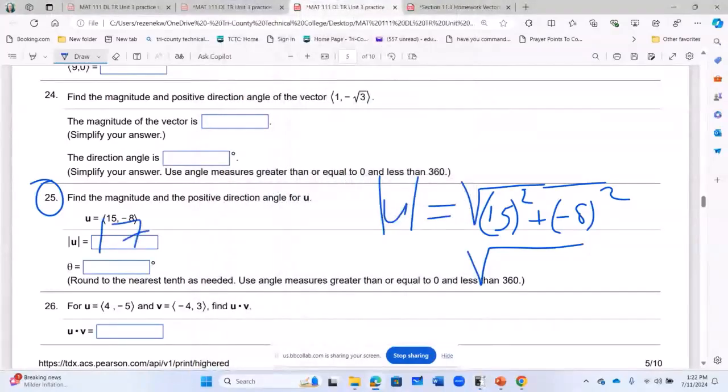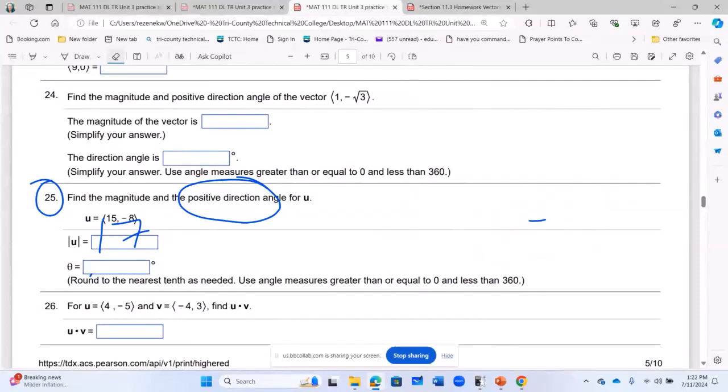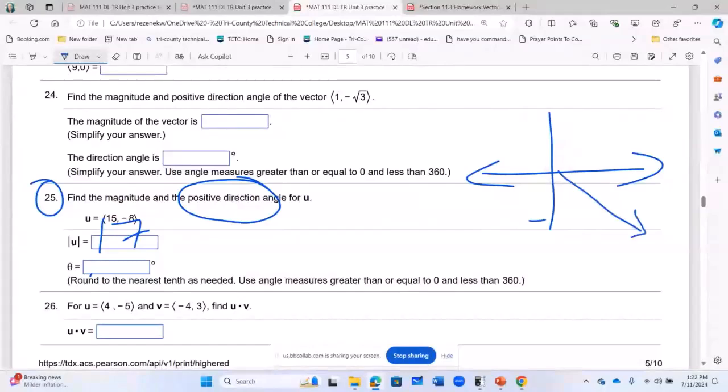And then I'm told to find the direction. Remember, you will be told to find the positive direction. You actually want to draw a unit circle. You actually want to draw the vector. So I'm going to draw this vector. I want to know the quadrant that this vector is in. Okay, 15, negative 8 is in the fourth quadrant, somewhere here. This is the initial point of the vector, and that is 15, negative 8 right here.